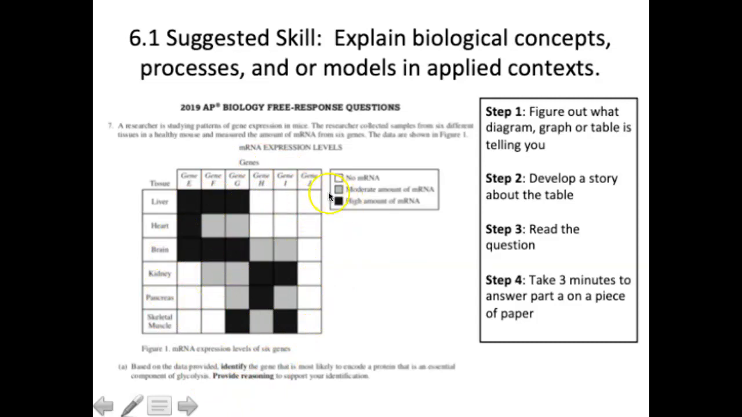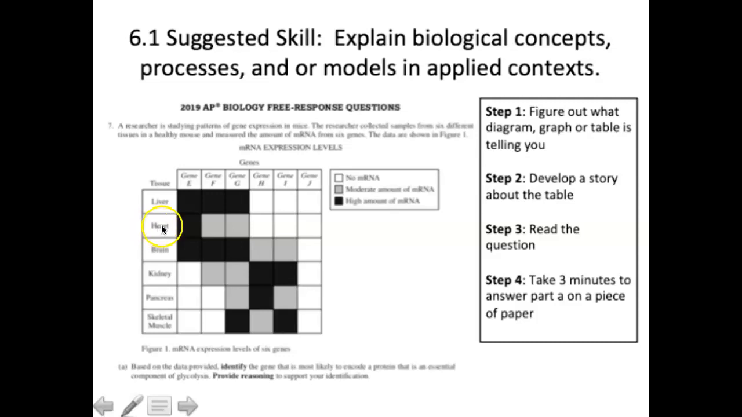So if we were to look at this, always look at the title. This is messenger RNA expression levels, so the expression of messenger RNA in different tissue types for different genes. For each tissue, it's looking at different genes within that tissue and which genes are being expressed and which genes are not being expressed. The white boxes represent no mRNA from those genes. So in the liver tissue, these 3 genes are being expressed in high amounts, and these 3 genes are not being expressed at all. We know liver tissue usually deals with detoxification, so maybe that'll come in handy.